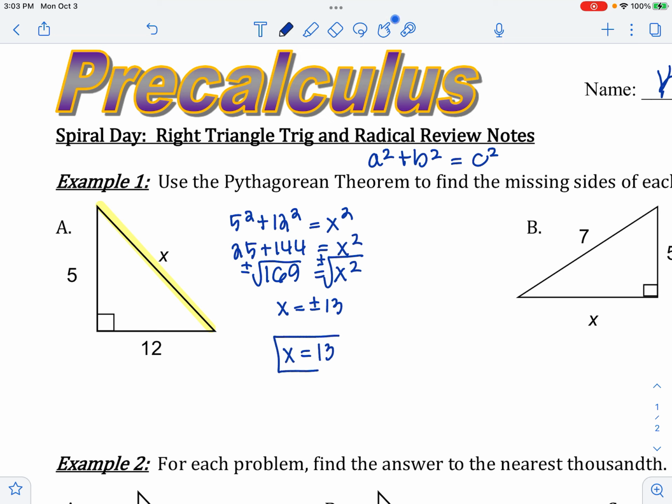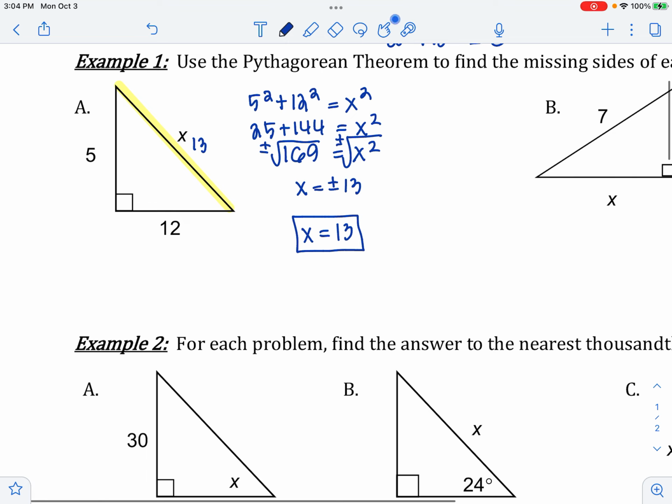Now, before we move on to the next one right here, notice that the answers for this side are 5 for the leg, 12 for the leg, and 13 for the hypotenuse. This is called a Pythagorean triple. It is because if you have legs that are 5 and 12, the hypotenuse will always be 13. If the hypotenuse is 13 and one of the legs is 12, the other side will always be 5. So there's a few Pythagorean triples that you could memorize to make your life a little bit easier.